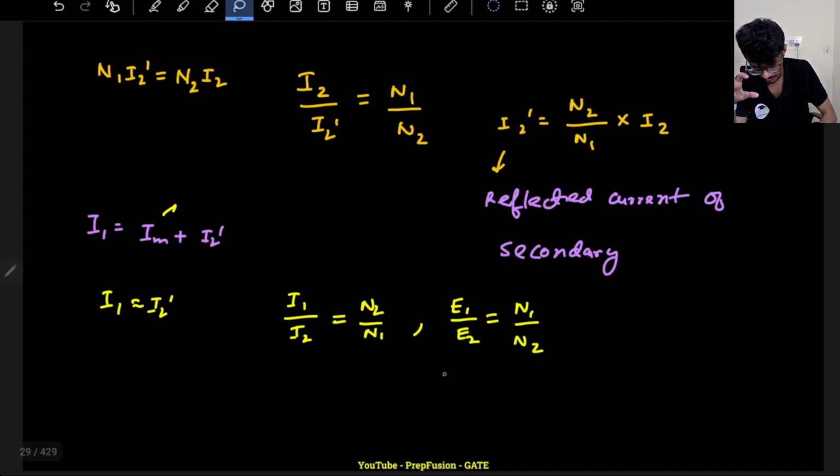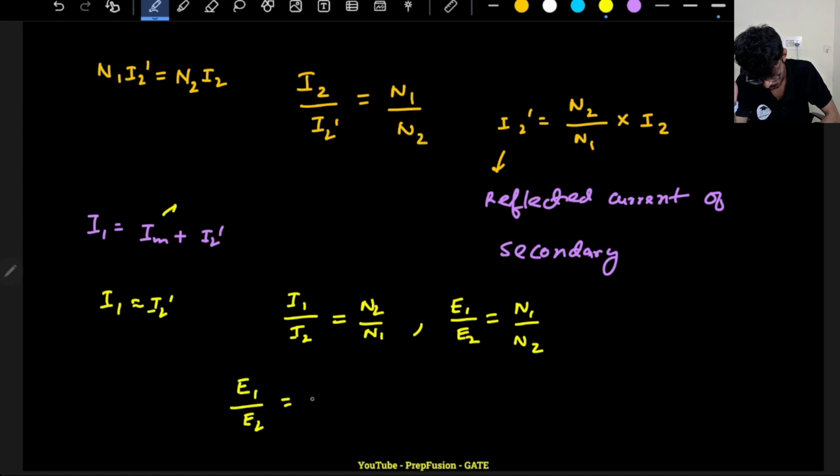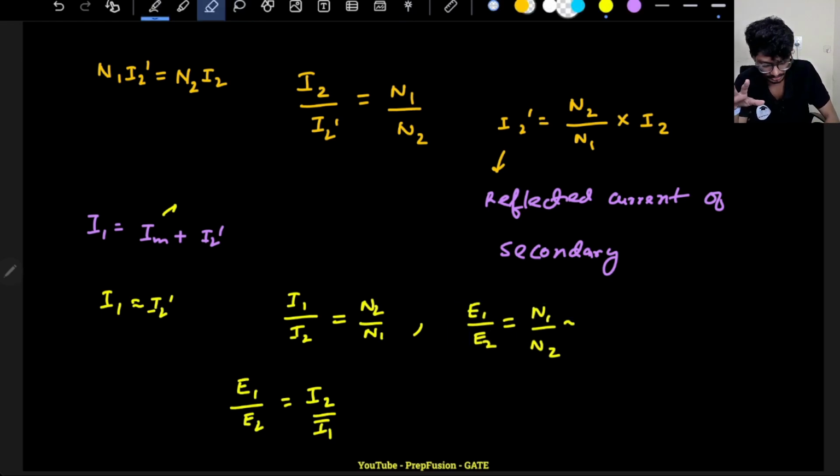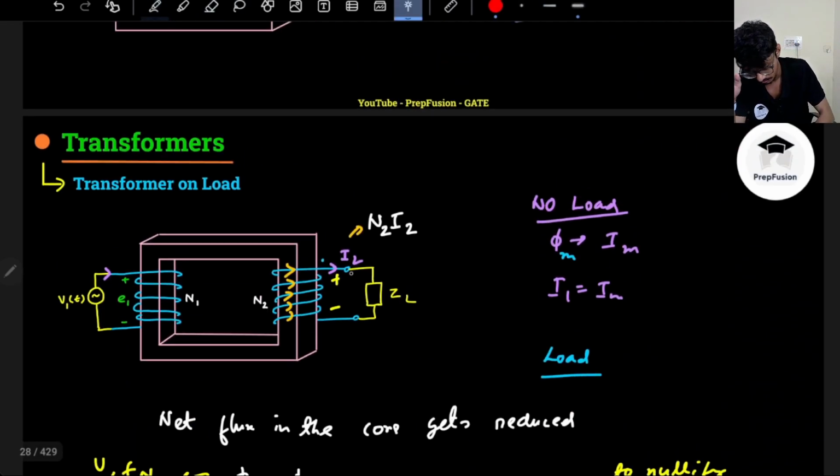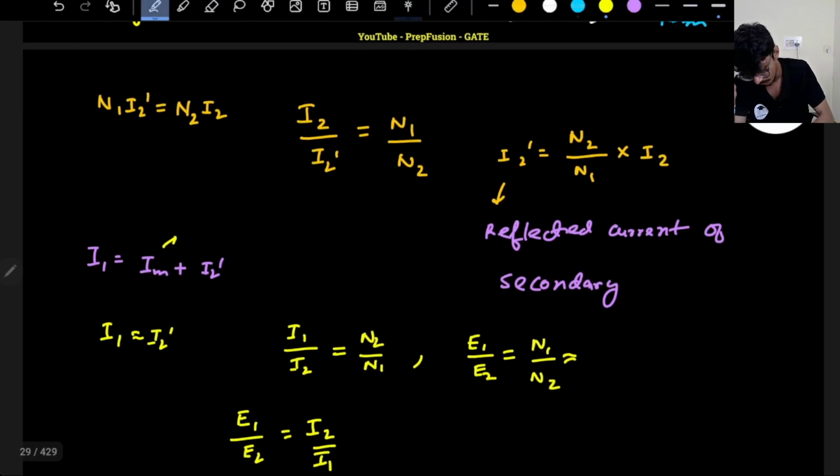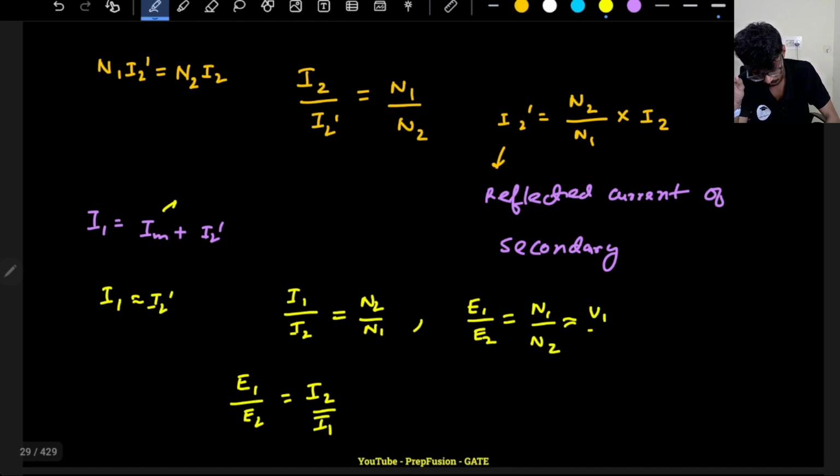One more key point: what is the secondary voltage? I can further rewrite this as E1 by E2 is equal to I2 by I1, correct? If I assume there is no winding resistance, then whatever is the induced EMF will be the same as the load voltage and the primary voltage, because there is no drop here. So this will be roughly equal to V1 over V2.